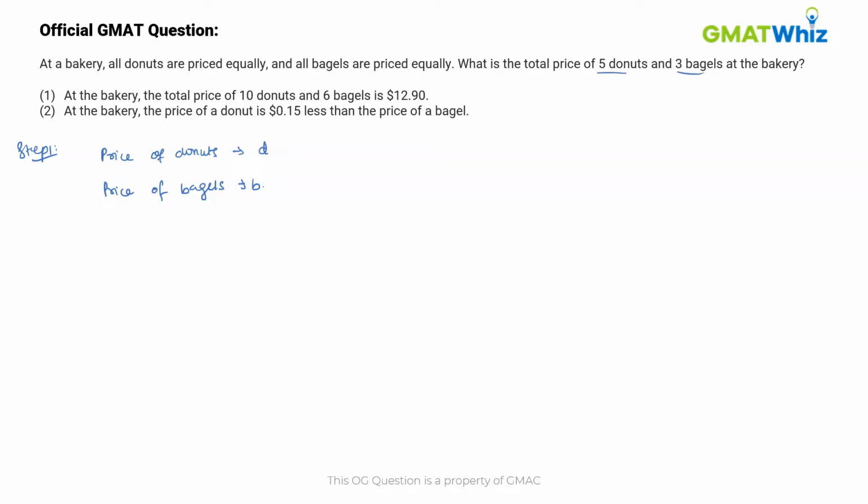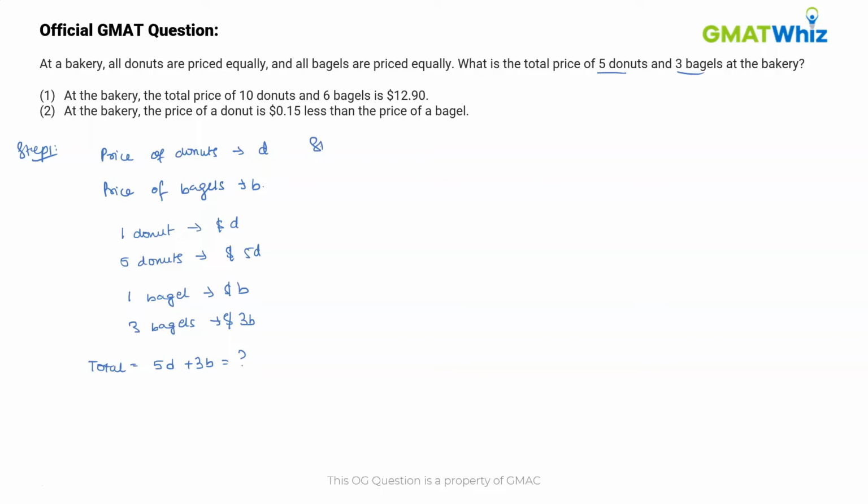Now, if one donut costs D dollars, then 5 donuts will cost us 5D dollars. Similarly, if one bagel costs B dollars, then 3 bagels will cost us 3B dollars. Now we have to find the total price of 5 donuts and 3 bagels. So you have to find the value of 5D plus 3B. Now, this is all that we can infer from the question stem.